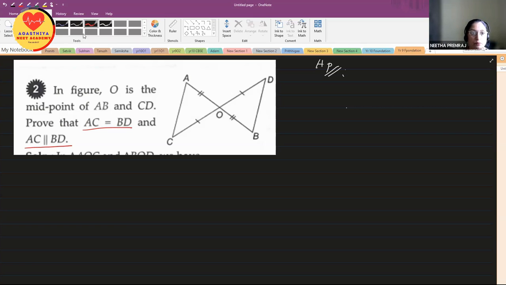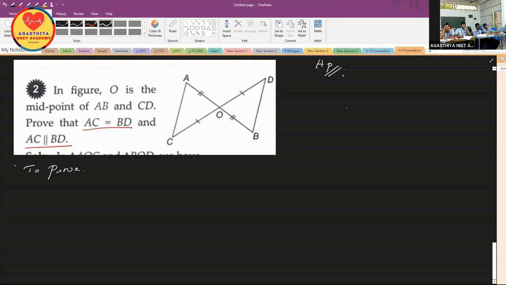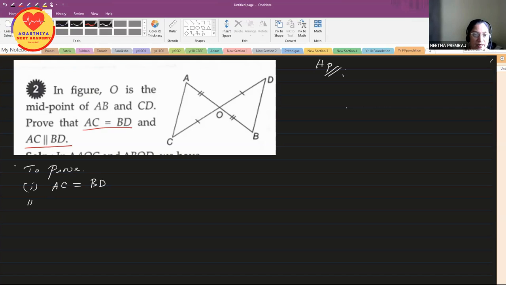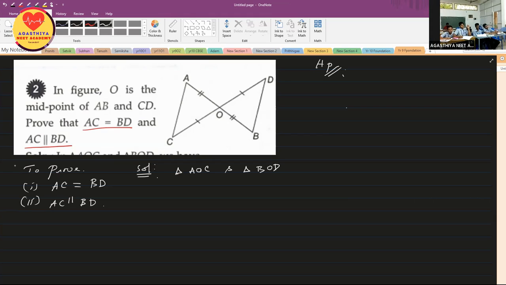So what you have to prove: AC equal to BD and AC parallel to BD. Now let's see the solution. First step, what did I say? You have to take the triangles. I'm taking triangle AOC and triangle BOD. These are the triangles I'm considering. What I know, from that I start.